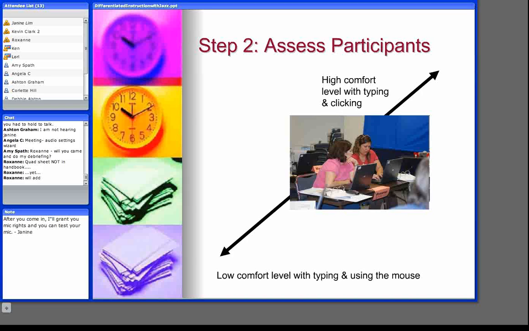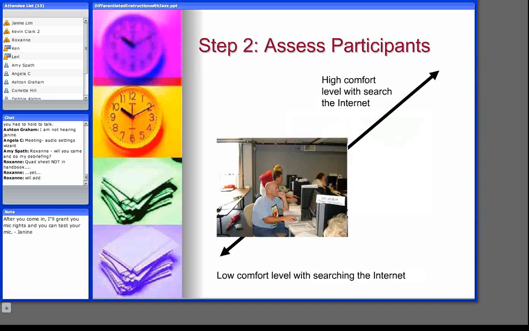So, you're going to have some people who are very uncomfortable just even typing and using the mouse. Function and not get too frustrated. All right, we also have a variety. Longer, they need instruction even just in searching.